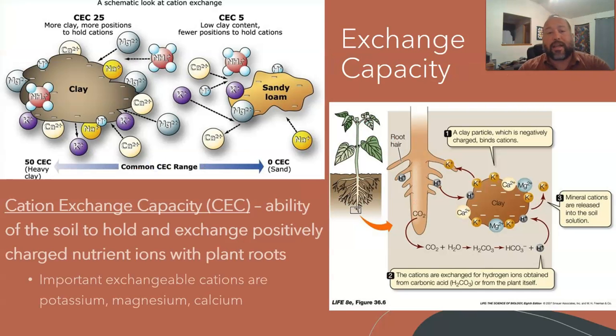And so another look at exchange capacity. Cation exchange capacity specifically, when we're talking about cations, is the ability of the soil to hold and exchange positively charged nutrient ions with plant roots. Your important exchangeable cations are going to be potassium, magnesium, and calcium. Those three specifically are the ones that can be passed around in this exchange pretty easily.